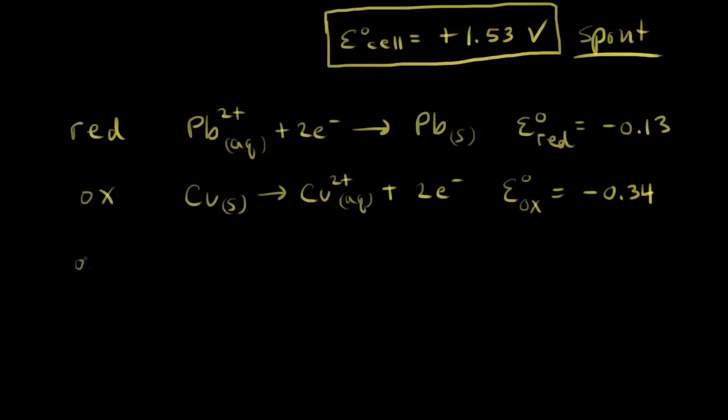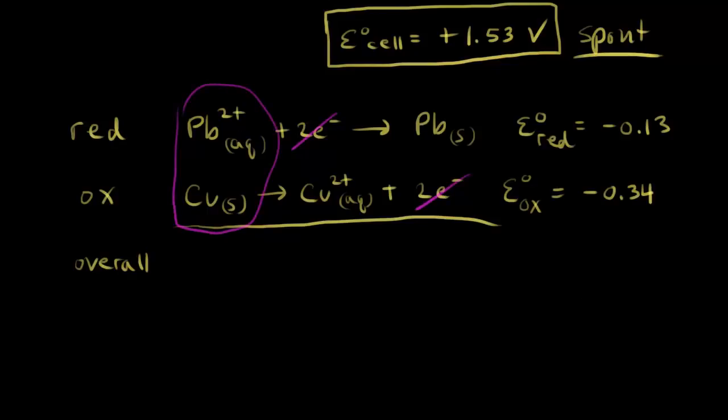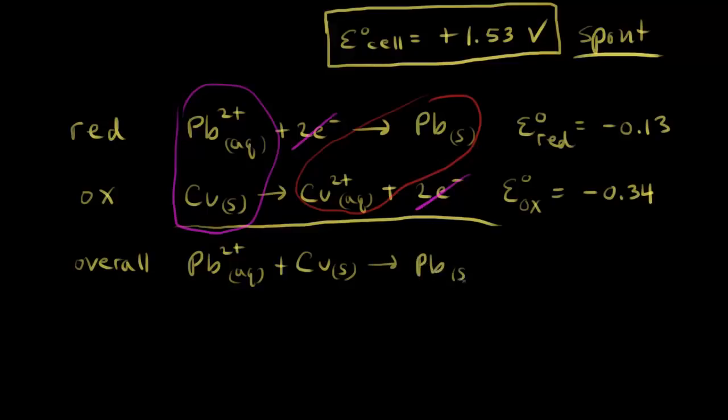So to find our overall reaction, we just add up our half reactions here. We already have the number of electrons the same, so those electrons will cancel out, and we have our reactants. So let's write those in here. So we have lead 2+ and solid copper, and our products. So our products would be lead and Cu2+.